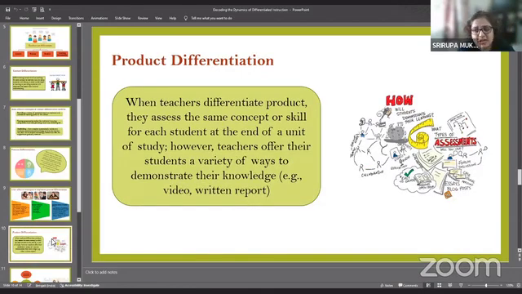Next, we come to product differentiation, which is put very simply, it basically means adopting different tools of assessment. So I think we are already working on that a lot. We are all trying to move beyond the traditional pen and paper assessments, and we are all trying to adopt different methods of formative assessment. It could be in various forms.